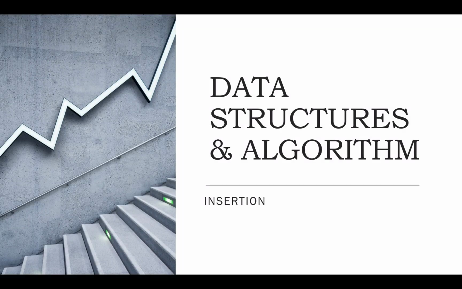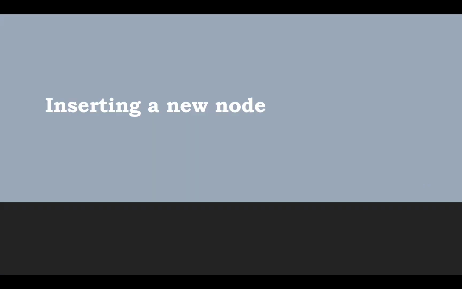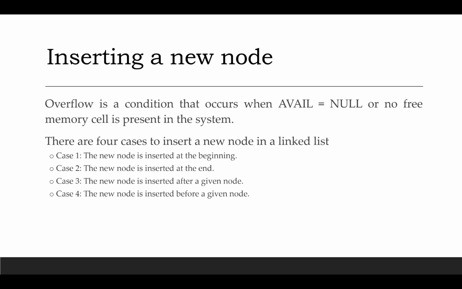The next operation for the linked list is insertion. So you will see inserting the new node. Here we have to check the overflow condition, that is, we have to check avail is equal to null, or no free memory cell is present in the system.